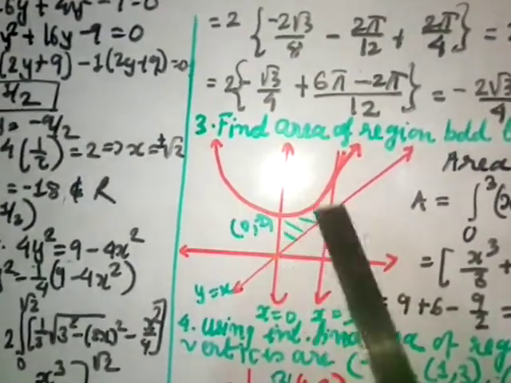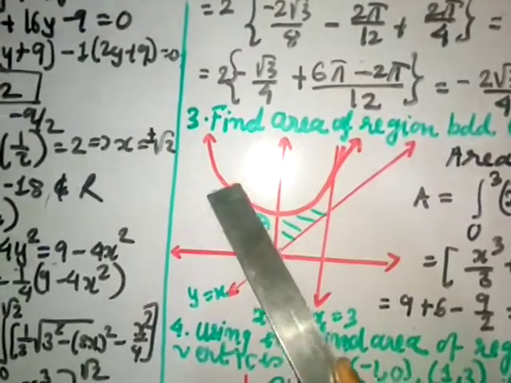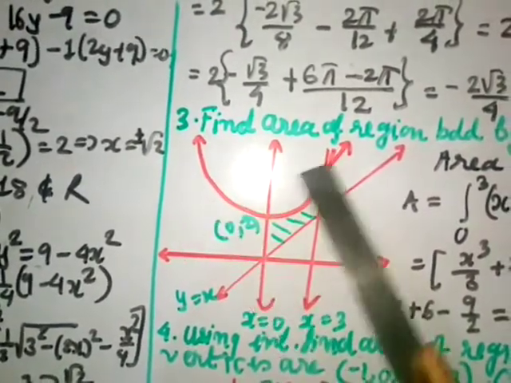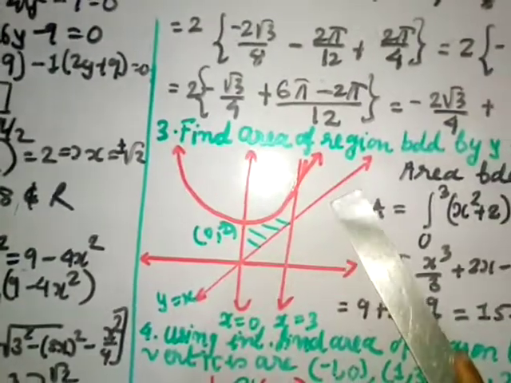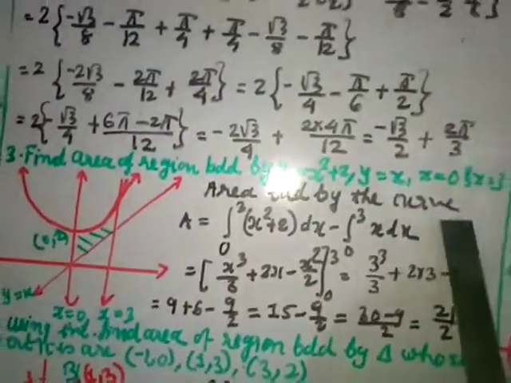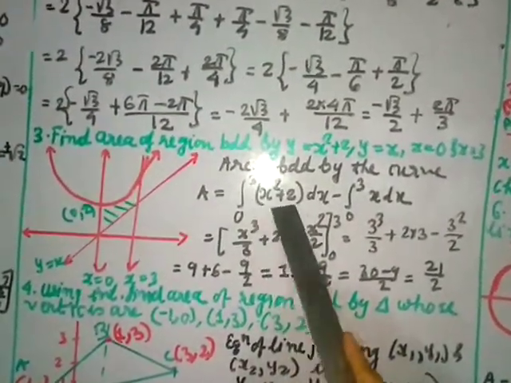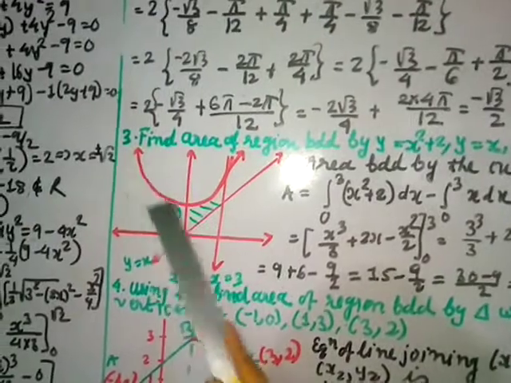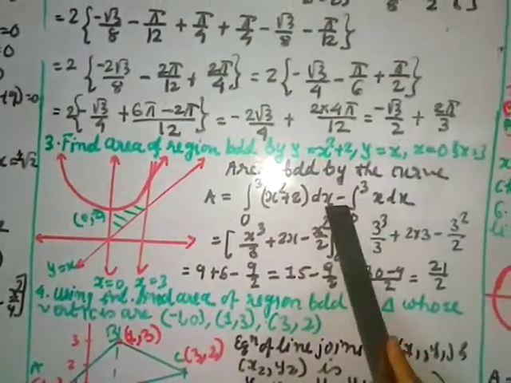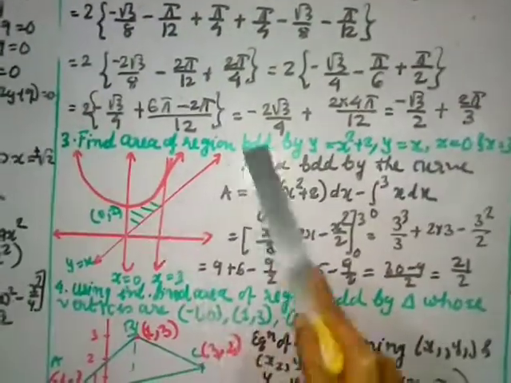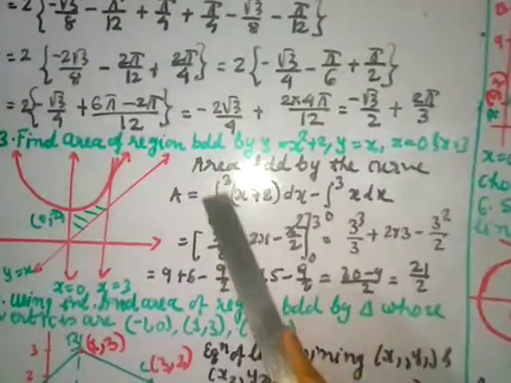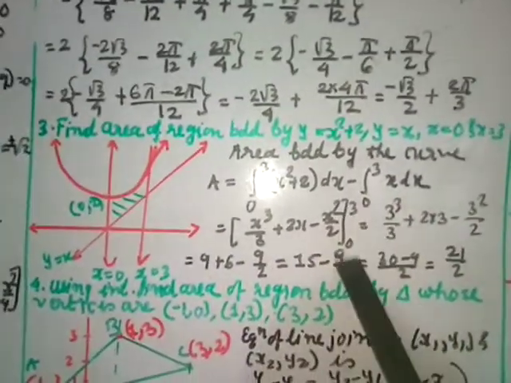So this is the region you have to find. What we'll do is take the equation of the curve, that is the parabola, minus the equation of the line, and the limit will be 0 to 3. So I am writing directly the area bounded by the curve: A is equal to the integral from 0 to 3 of (x square plus 2), that is y is equal to x square plus 2, minus the integral from 0 to 3 of the equation of the line, that is x dx. The limit is the same, so I am directly writing the same limit together.